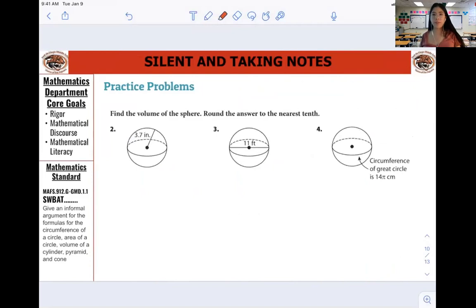So let's do a few problems. This is what we're doing for the rest of class. We're going to find the volume of each sphere. So starting with an easy one, we're just going to plug everything in. Volume equals 4/3 pi r cubed. And what's the radius?